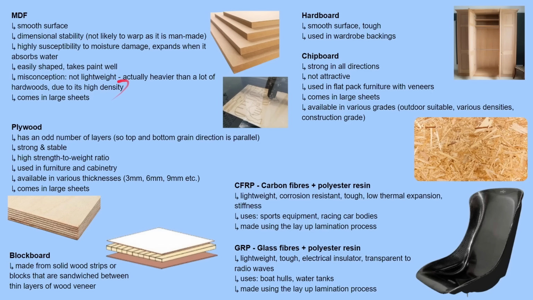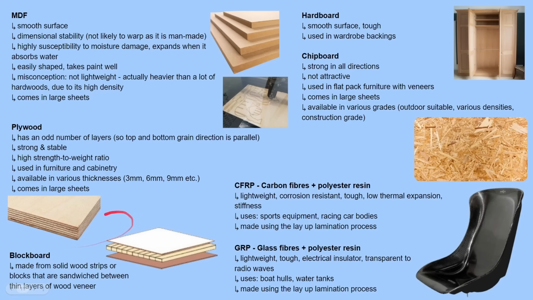Then plywood, which is similar to MDF, has an odd number of layers, so it's made up in this layer form like this. The reason it has an odd number of layers is so the top and bottom grain direction is parallel. So three layers, 5 layers, etc. It's a strong and stable material, similar to MDF. It has a high strength to weight ratio, so it's relatively lightweight for how strong it is. It's used in furniture, cabinetry, a lot of different things.